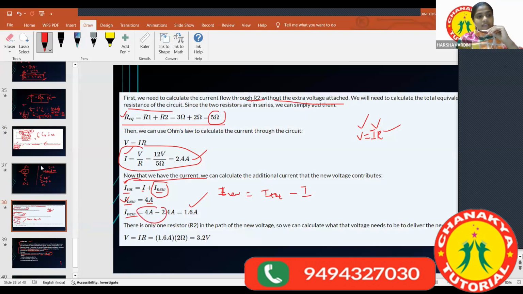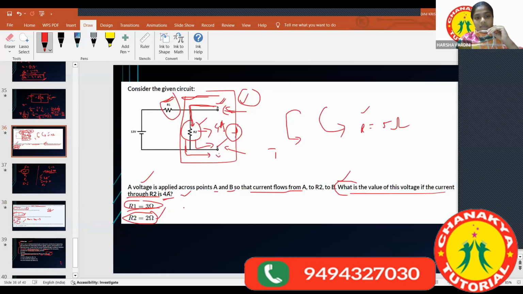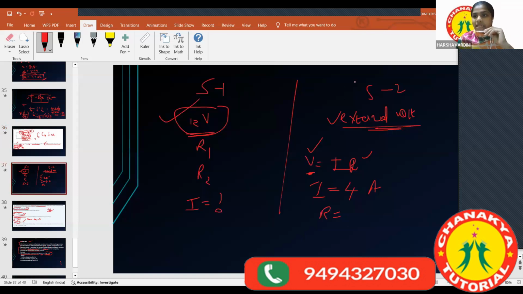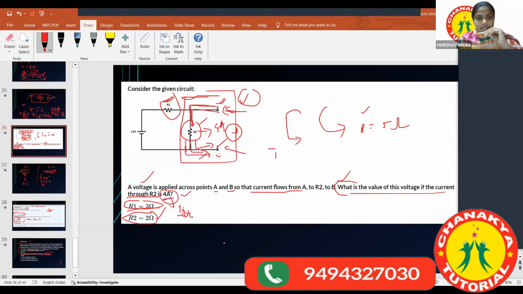So why is it being given as I total? This 4 ampere is taken as I total because you need to see one thing here. They're asking us to find the voltage through this circuit, but they have not mentioned that 4 ampere will be the resultant current. I am trying to say that this 4 amperes may be the total current, because take scenario 1 and scenario 2. There is a circuit. We'll take this circuit itself.